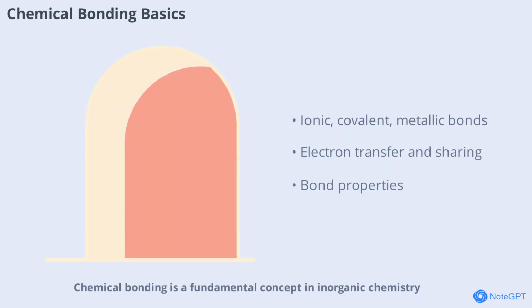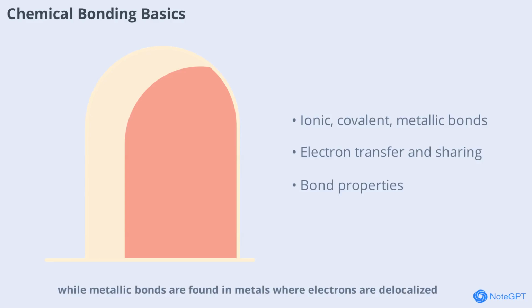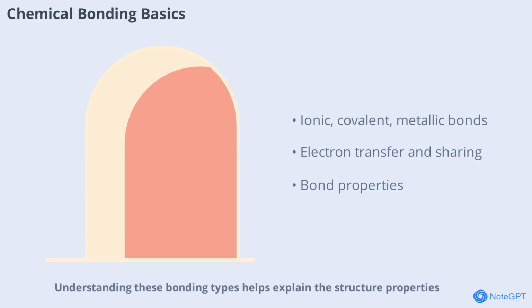Chemical bonding is a fundamental concept in inorganic chemistry. It explains how atoms combine to form molecules and compounds. The main types of chemical bonds are ionic, covalent, and metallic. Ionic bonds occur between metals and nonmetals, involving the transfer of electrons. Covalent bonds involve the sharing of electrons between nonmetals, while metallic bonds are found in metals, where electrons are delocalized. Understanding these bonding types helps explain the structure, properties, and reactivity of various inorganic compounds.